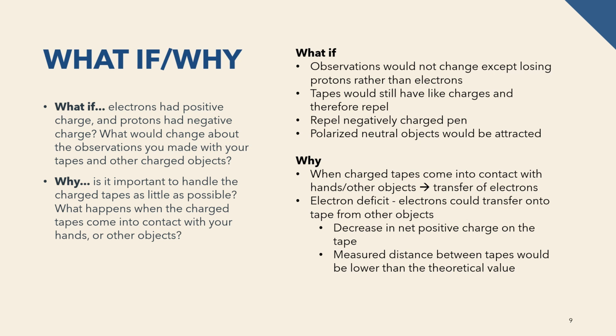The next question was, why is it important to handle the charged tapes as little as possible? What happens when the charged tapes come in contact with your hands or other objects? Charged tapes coming in contact with your hands and other objects leads to the transfer of electrons. Since the tapes are electron deficit, electrons can transfer onto the tape from other objects, which would decrease the net positive charge on the tape, and the measured distance between the tapes would be lower than the theoretical value in the experiment.